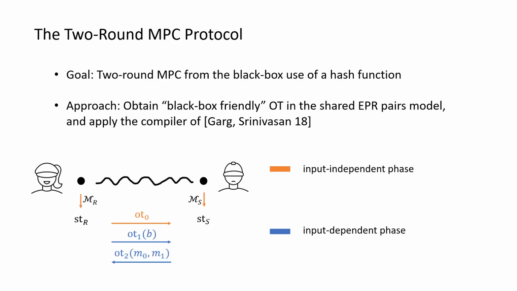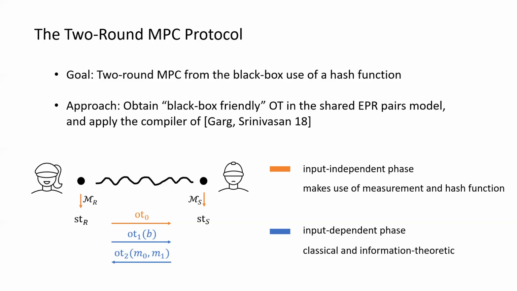It operates in 2 phases. In the first phase, Alice and Bob each measure their qubits, and then you make use of a hash function and some cryptographic operations. Alice sends a message to Bob. Okay. Now the second phase is an input-dependent phase. There's a message that depends on Alice's bit, and then a second message that depends on Bob's input. But the nice thing about this phase is it's completely classical and completely information theoretic.